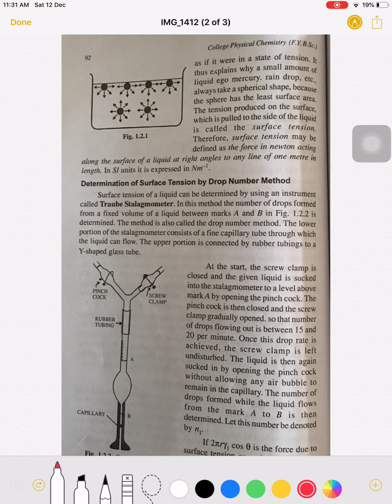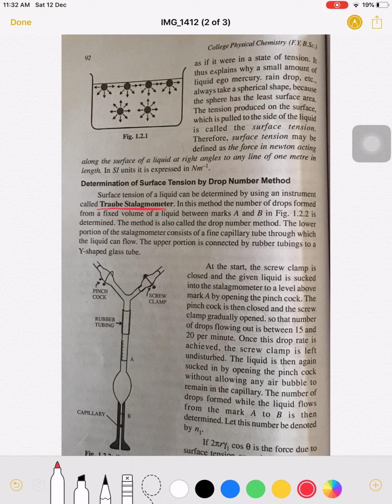So this method is known as the drop number method. The determination of surface tension by use of a stalagmometer, the method which is used for the determination, is known as the drop number method. Let's see here. The surface tension of liquid can be determined by using an instrument called a drop stalagmometer.